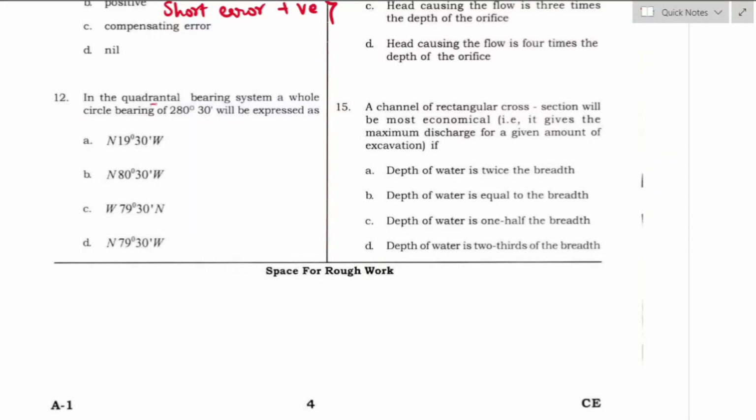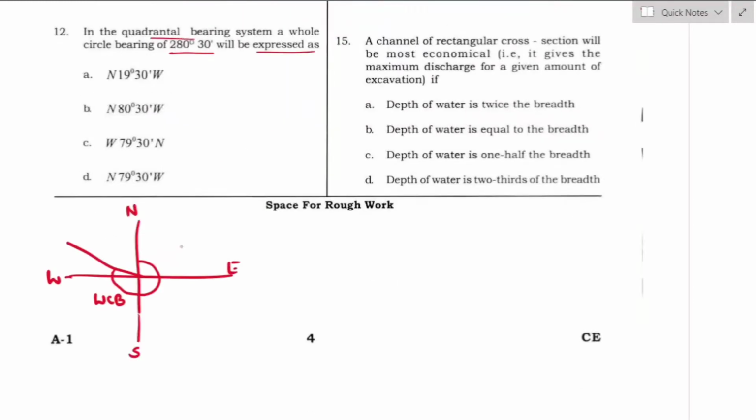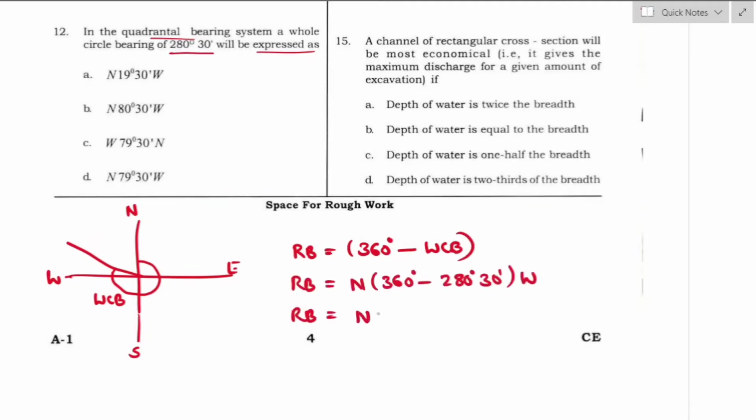Question number 12. In the quadrantal bearing system, a whole circle bearing of 280 degree 30 minutes will be expressed as? Given whole circle bearing lies in the fourth quadrant, the reduced bearing will be 360 minus whole circle bearing, north 79 degree 30 minutes west. Option B is the right answer.